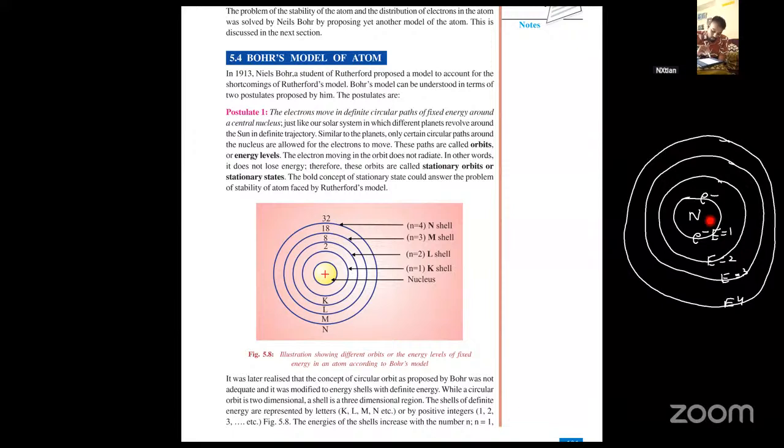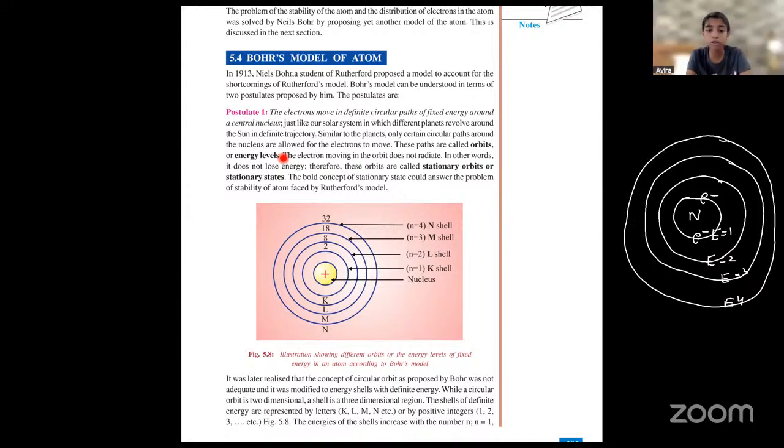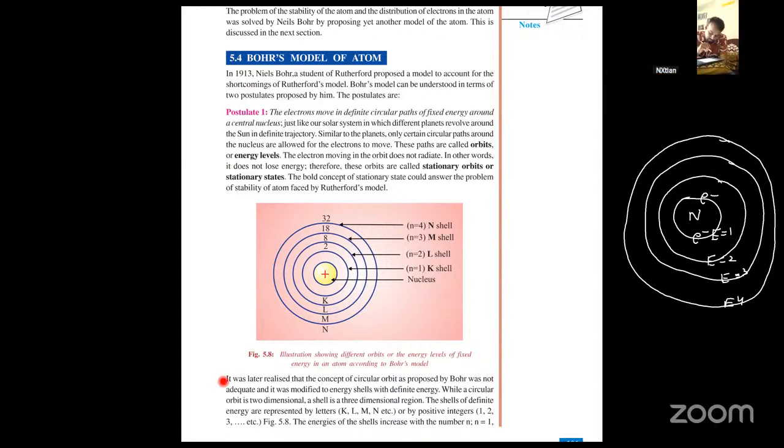Okay, so the electrons, read this, Ira. The electrons moving in the orbit do not radiate. In other words, they do not lose energy. Therefore, these orbits are called stationary orbits or stationary states. The Bohr concept of stationary state would answer the problem of stability of the atom faced by Rutherford's model.